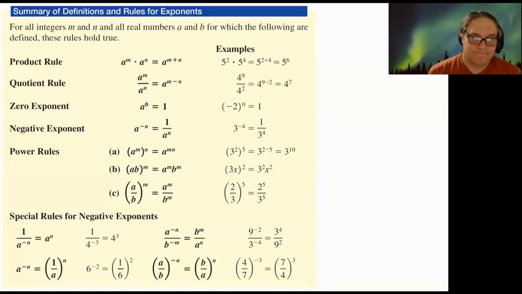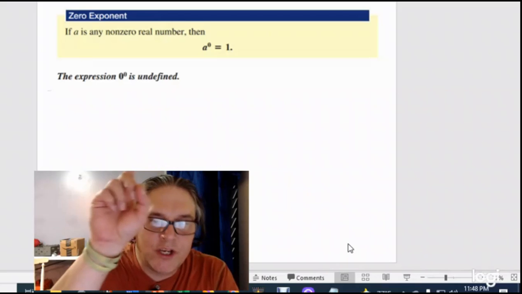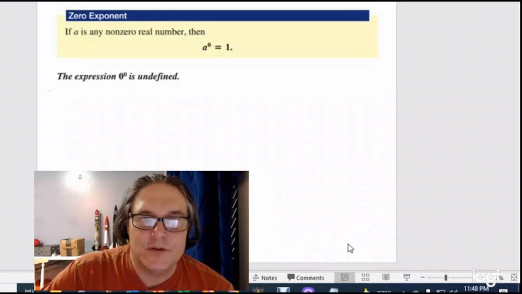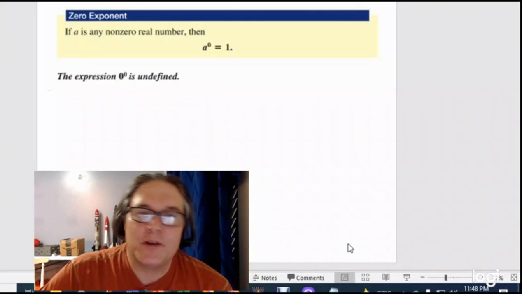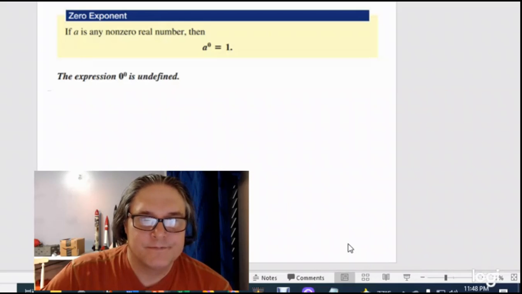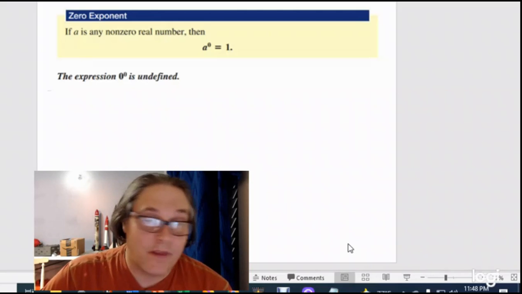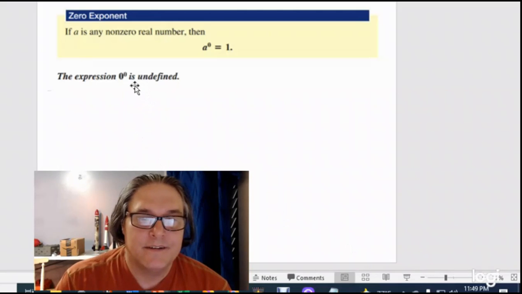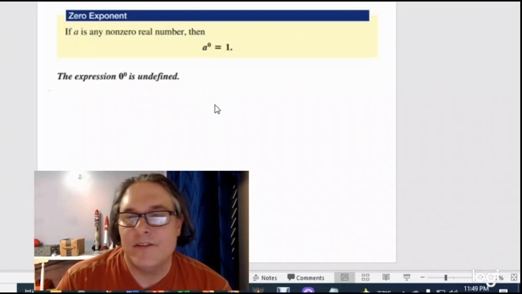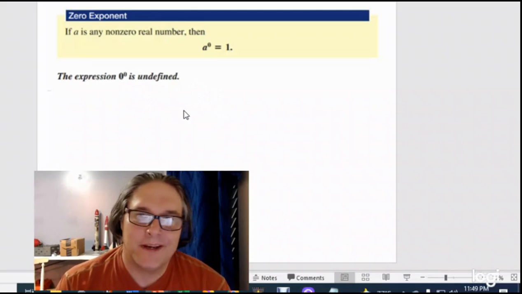All right, so looking up here at these two rules of exponents is usually where the questions start. You've got the zero exponent rule, and then you've got this other one that's kind of unusual to think about, specifically how 0 to the 0 is typically referred to as being undefined.